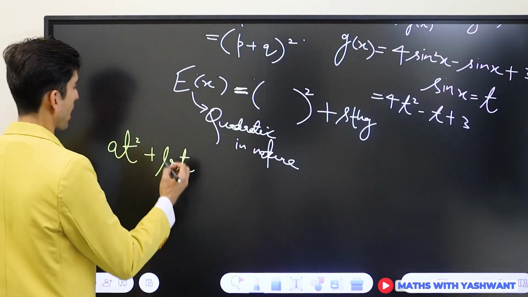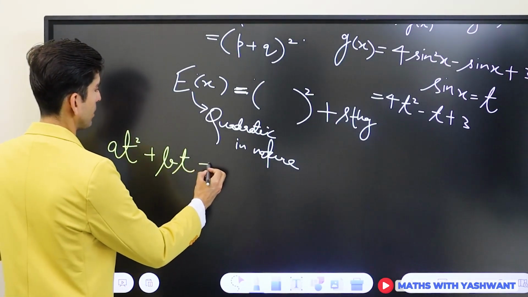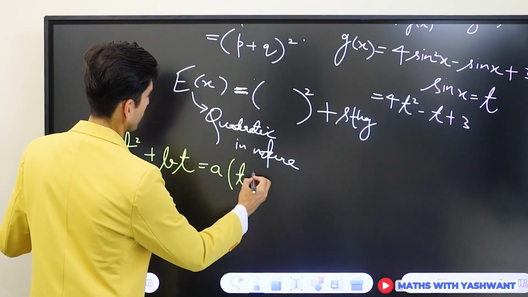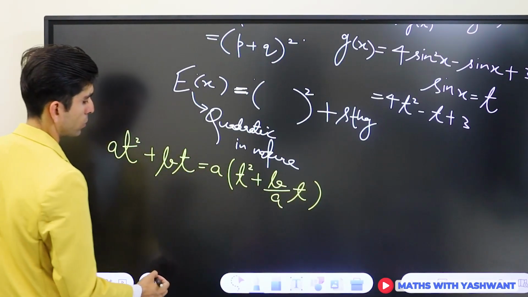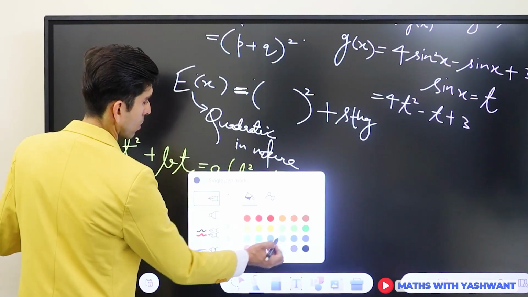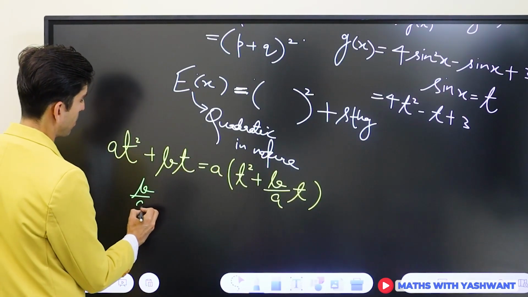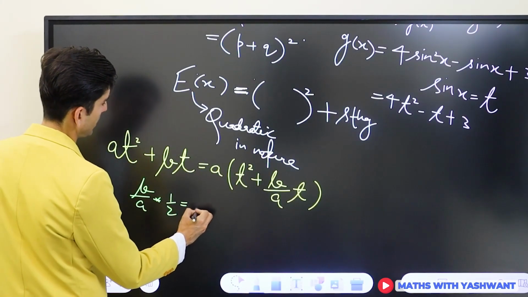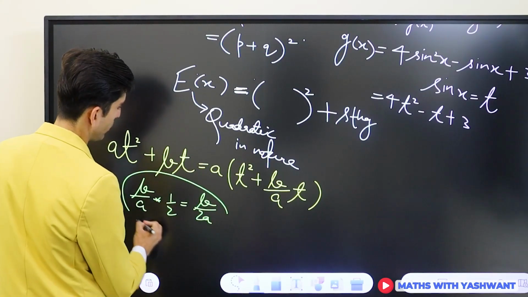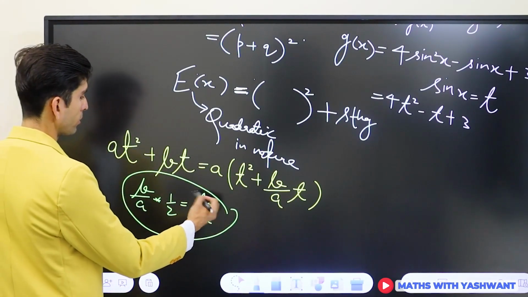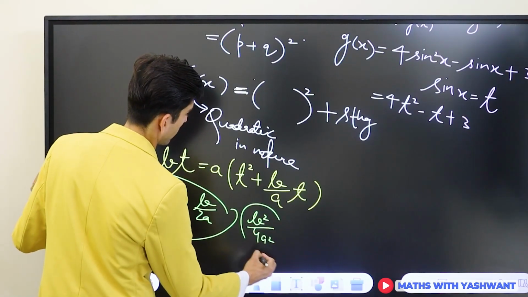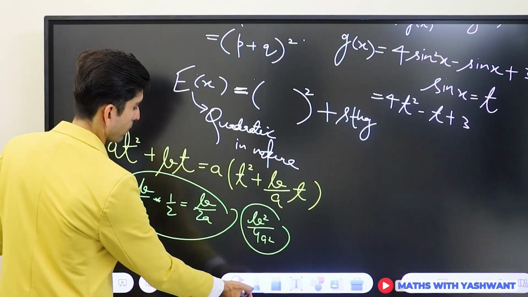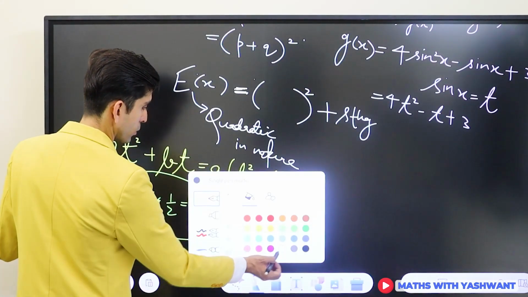So let's get back here. We have A t square plus B t. We take A common. In the bracket, we are left with t square plus (B by A) t. Now, to this B by A, we multiply it by half to get B by 2A. And we'll use this B by 2A. And we also square this B by 2A to get B square upon 4A square.